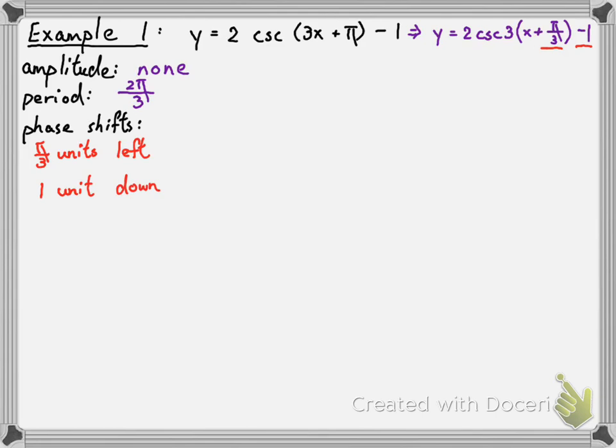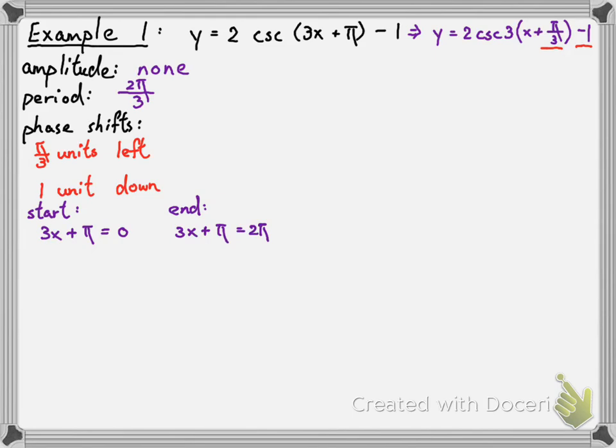Now we would like to know where the function starts. We will copy the parentheses part, 3x plus pi, and set it equal to 0. It is because that is where the original function starts. And we will also set 3x plus pi equal to 2 pi. That is where the original function ends.